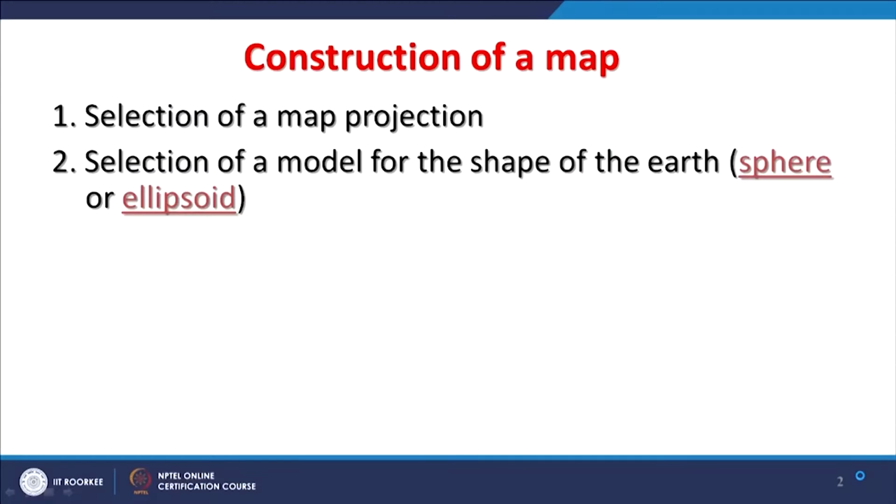Each country will have its own, and we will also discuss what about India. Then the selection of a model for the shape of the earth, that is the sphere or an ellipsoid, is also equally important for a map projection. For example, in earlier Survey of India topo sheets, we used to have a polyconic projection, and I will come to the conic projection or polyconic projection a little later, but I am just using the name polyconic projection. And they used to have the Everest spheroid for representing the shape of the earth.